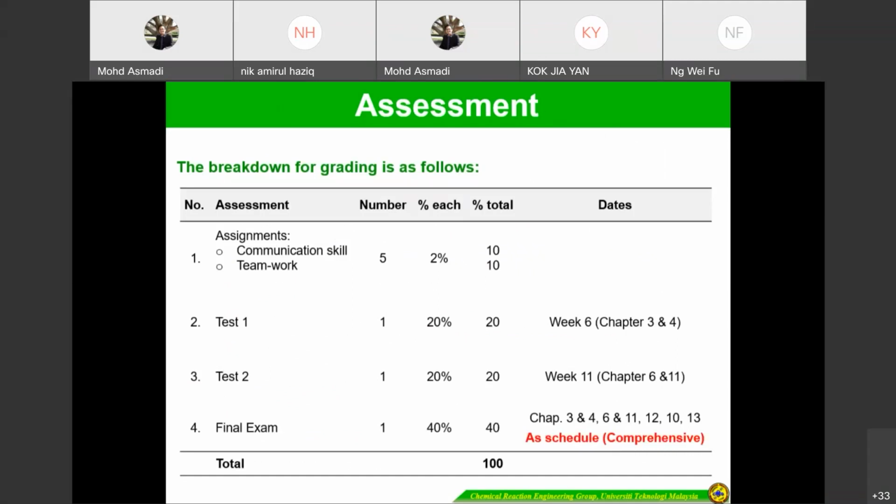This is the grading for this course. Okay, I think for the assignment is 20%. Test one, 20%, test two is 20%. Okay, if you look at the course information, I didn't put the schedule, I think, the date in this slide. Saya rasa test satu week 8. Okay, after mid semester break. Sebab mid semester break is week 7.